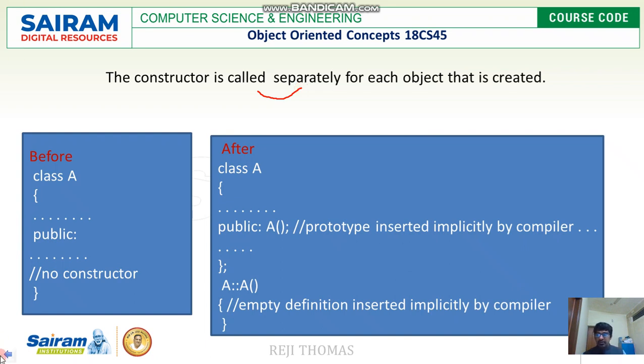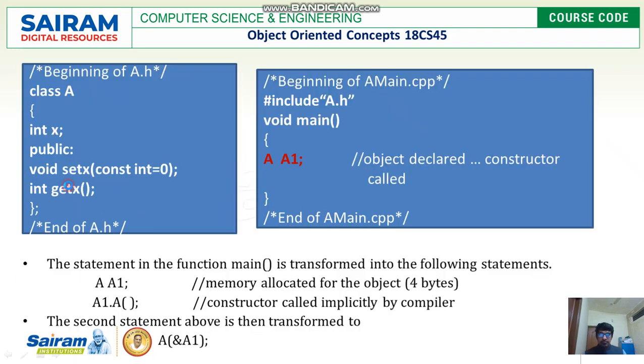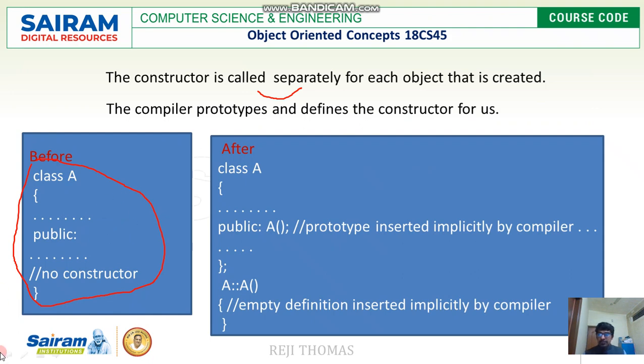Look at the first case, where no constructor is given by the programmer. So this is the class. Now this will be converted into a format where there is a constructor. So this is the constructor. This is done by the compiler explicitly.